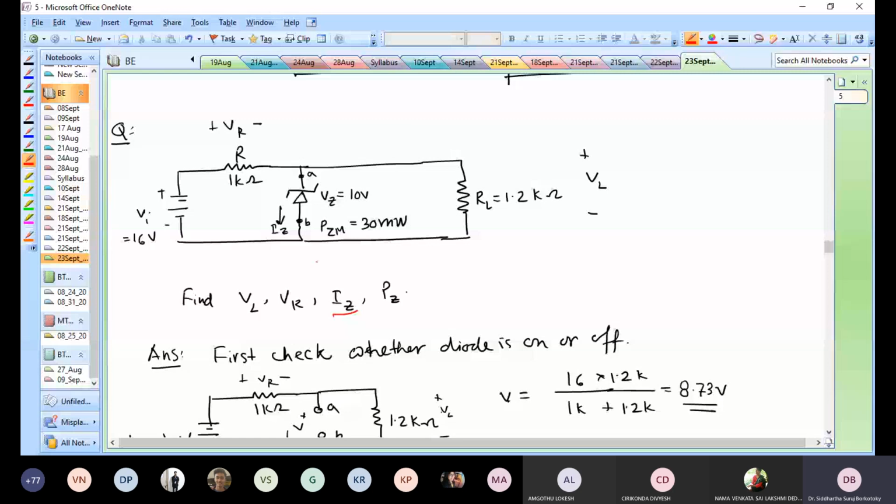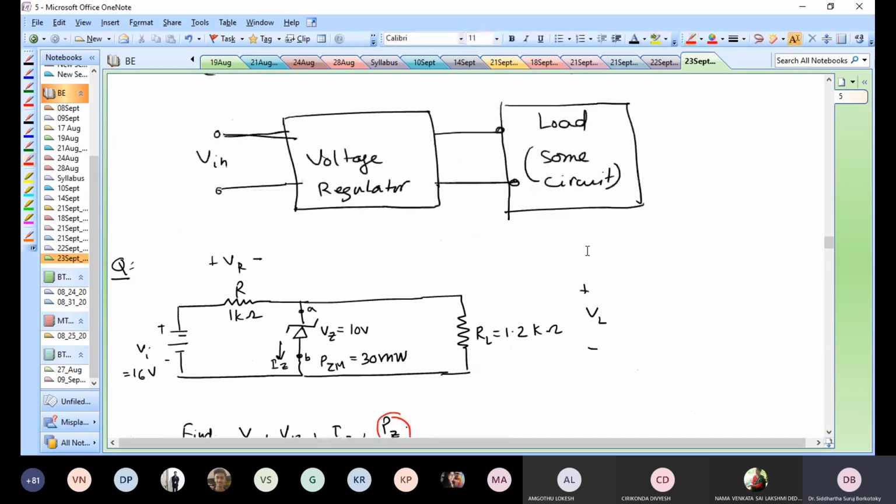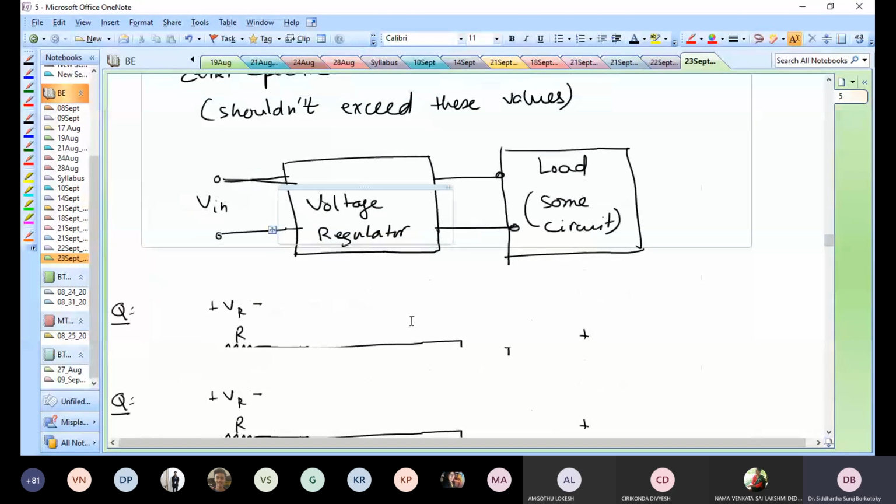Sometimes in the question, if you don't see what IZ is defined properly, but you see that it says find IZ, that means it's clear you are looking at a Zener diode and you want to find the current through the Zener diode. And finally, you have something called PZ. What is PZ? PZ is the power dissipated. We discussed this in the last class. We said that power PZ is the power dissipated by the Zener diode.